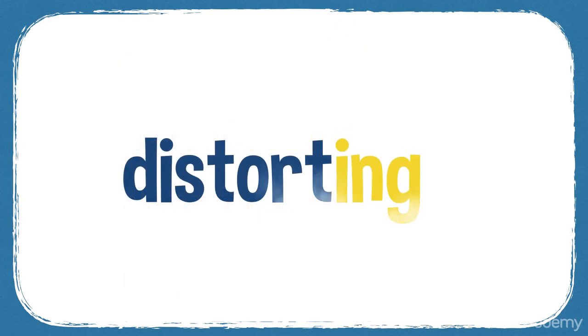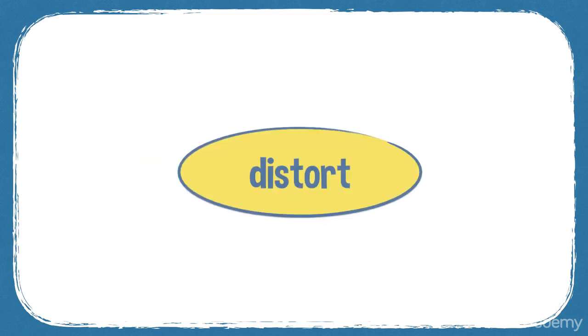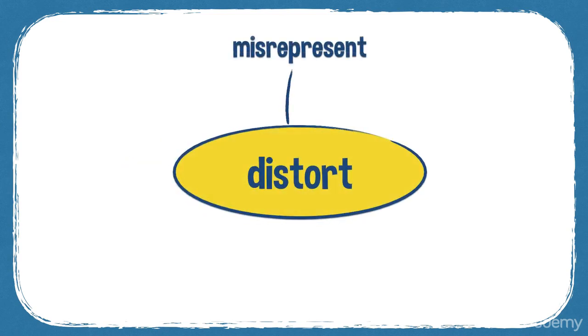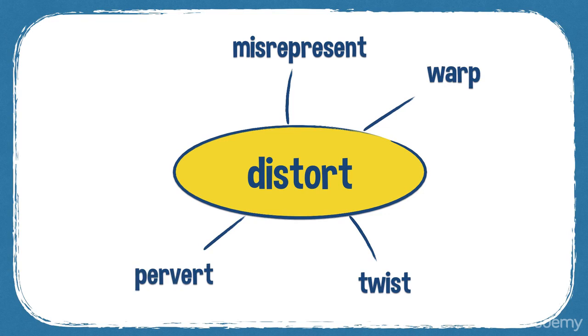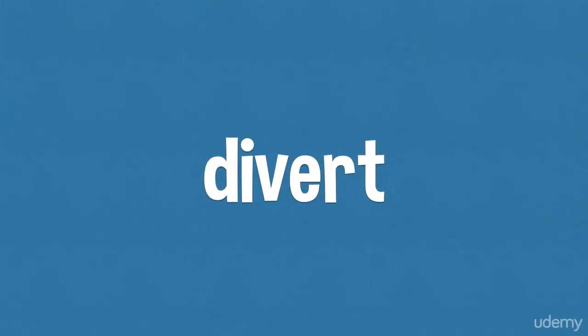And as a verb, distorts, distorting, distorted. And the noun form is distortion. Some synonyms for distort: misrepresent, twist, warp, pervert, alter. And your next word, divert.